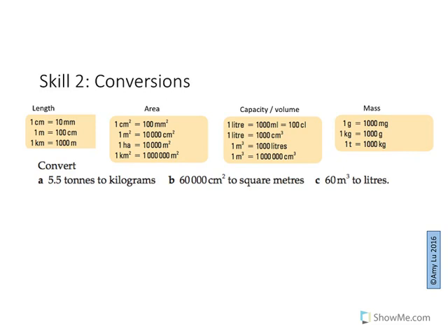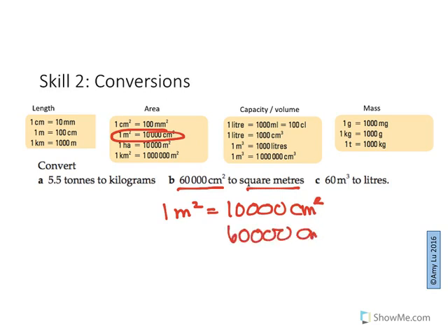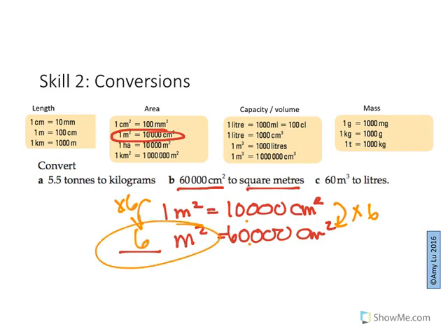Now we want to convert 6,000 centimeters squared to square meters. And I can simply look at this part right here and say, okay, I know that 1 square meter is equal to 10,000 square centimeters. So if I have 60,000 square centimeters, how many meters squared is that? So again, you could say, well, 1,000 to 6,000, I'm going to times it by 6. So I'll do the same thing, times it by 6. And there you go, we have 6 meters squared.